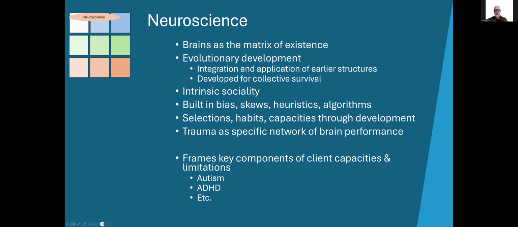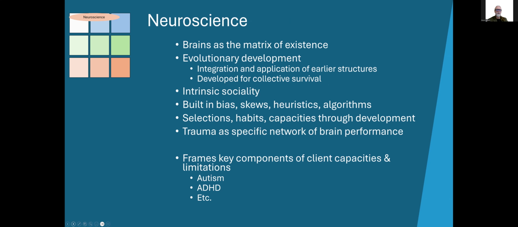And then it has lots of built-in biases, skews, heuristics, algorithms, quick tools for learning things, doing things. It also comes up with habits and particular capacities through development. And then something that is important for therapy, that you can look at trauma as a specific network of brain performance. That is, traumatized people have a different way of functioning as brains. That is, their brain is doing something different. How significant depends, but clearly it leads to a different kind of way of thinking and approaching the world to have come through traumatizing experiences.